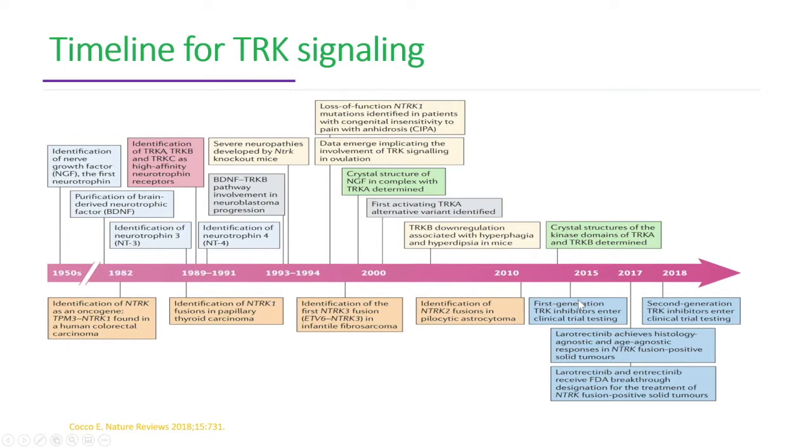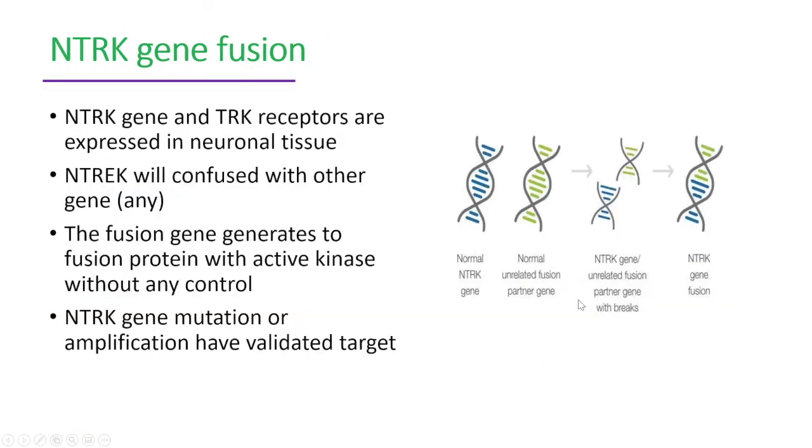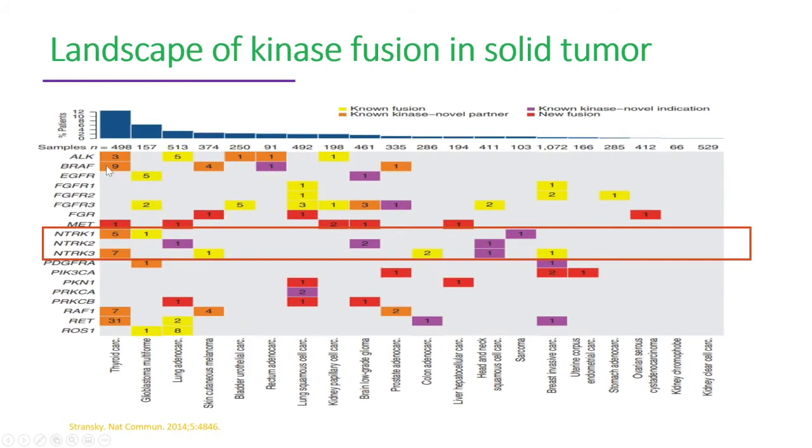So if we look at the landscape of kinase fusions in the whole solid tumor, fusions can occur in ALK, BRAF, and all these, and also the NTRK, which is the hallmark. It's between any of the cancers. The one in the box in red is for NTRK 1, 2, and 3. And if you look at the numbers, don't look at the colors. Colors just represent the novelty, which one was old and which one they discovered later.